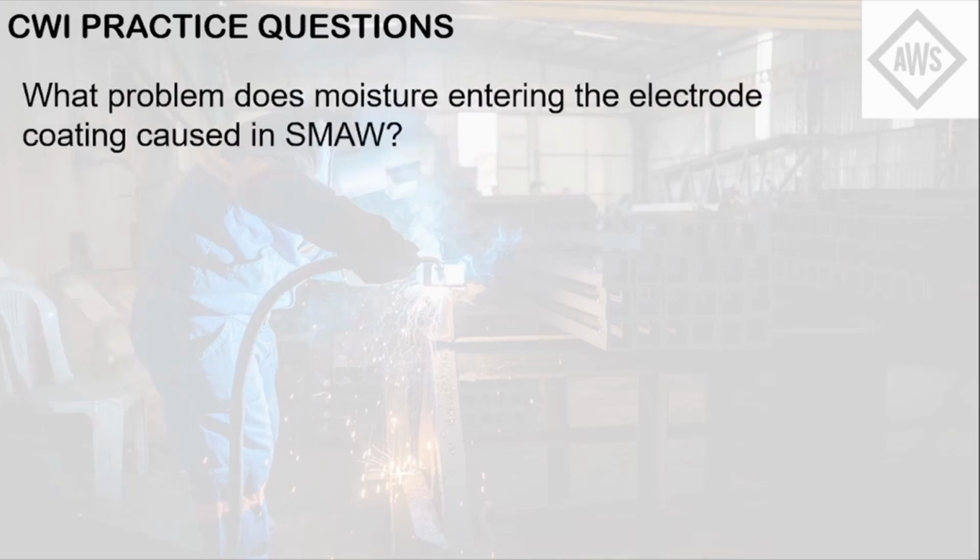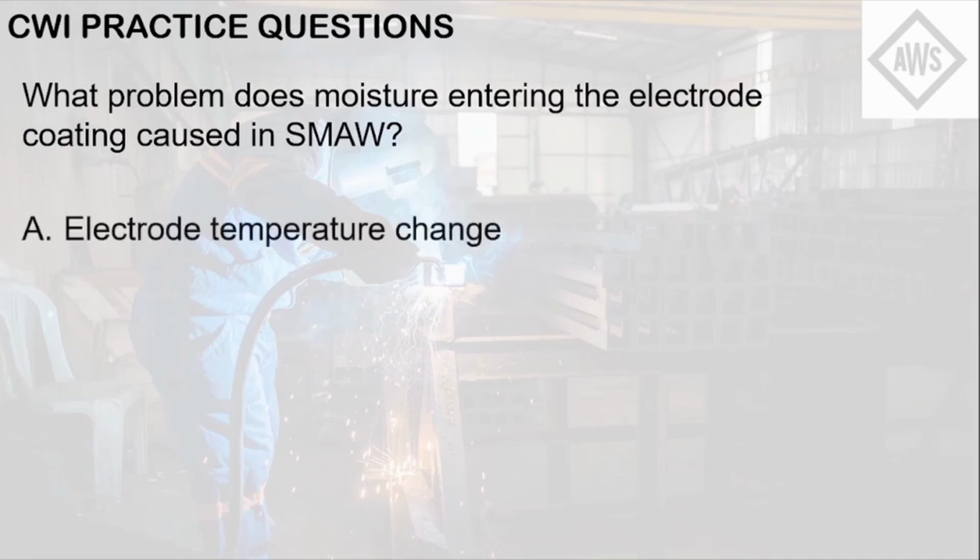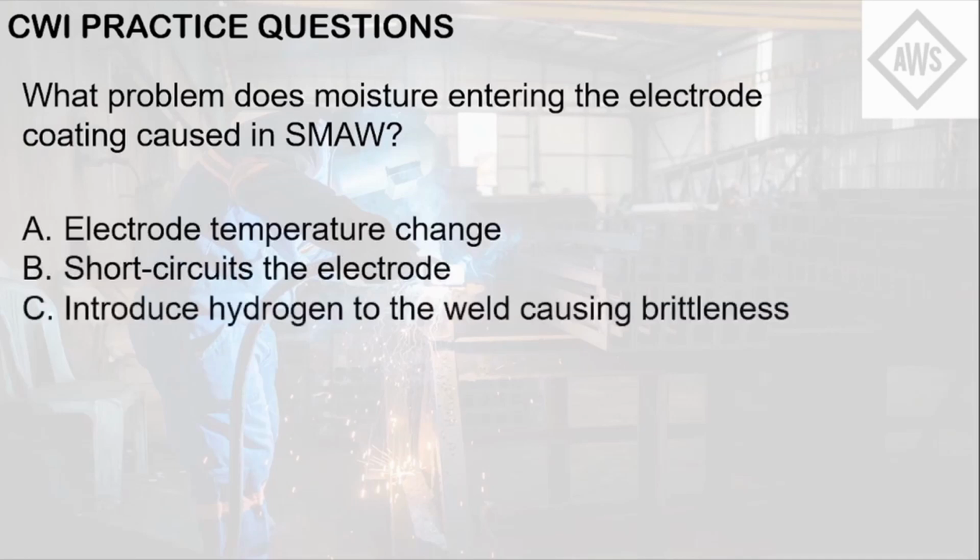Next question. What problem does moisture entering the electrode coating cause in SMAW? Letter A, electrode temperature change. Letter B, short circuits the electrode. Letter C, introduce hydrogen to the weld causing brittleness. Letter D, none of the above.